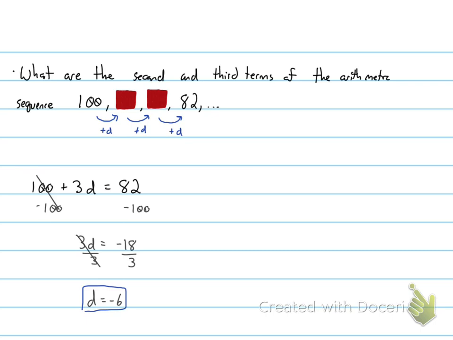So let's plug in our common difference, find our second and third terms, and see that everything works out. 100 minus 6 will leave me with 94. That's my second term. Minus 6 again leaves me with 88. That's my third term. And just to check that it all works out, 88 minus 6 would in fact leave me with 82, which we knew all along was our fourth term. So we're good to go there.